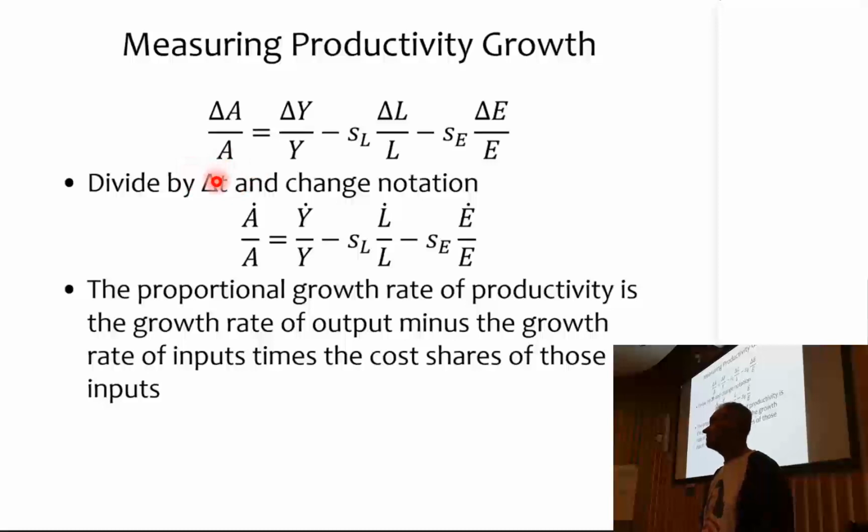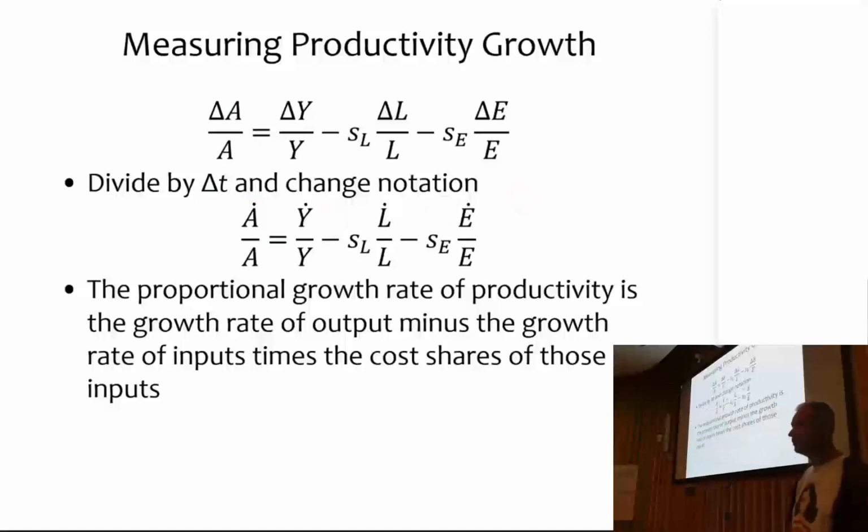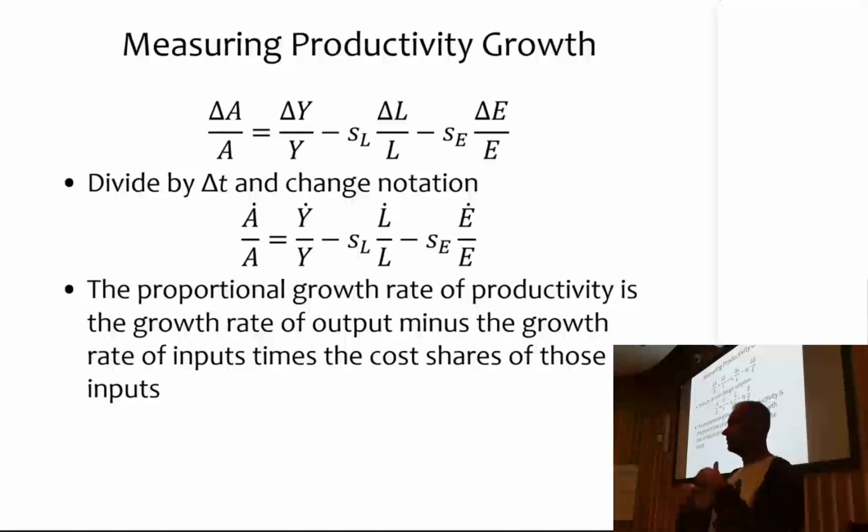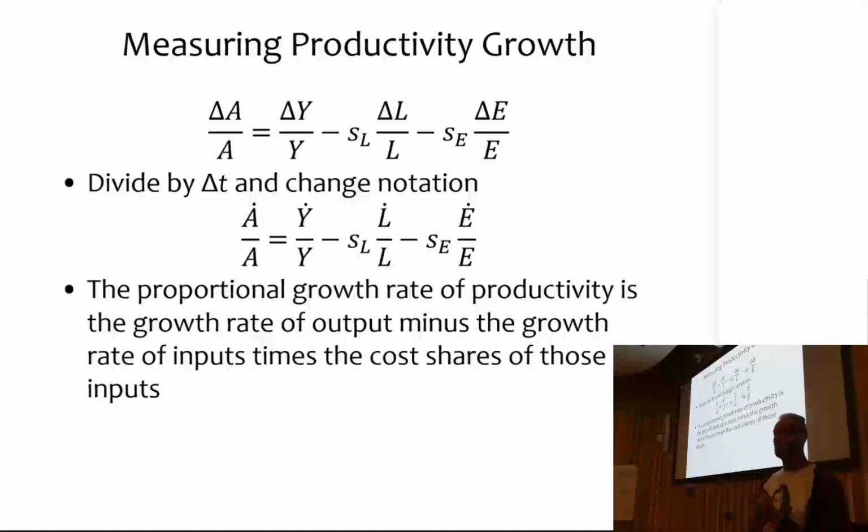Now, take the first partial derivative to time, and this delta A becomes an A dot. Do that everywhere, and what we have is that the proportional growth rate of total factor productivity is the proportional growth rate of the total economy minus the proportional growth rate of the inputs into production times their price shares, the value shares, sorry. And this is of course something that you recall from macro, right? This is how we do growth accounting.